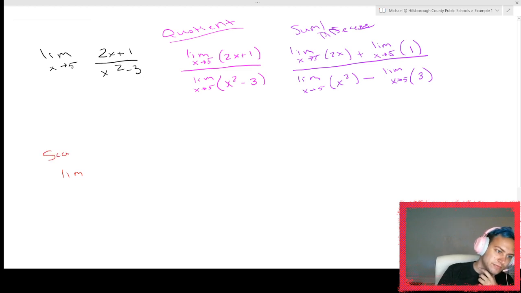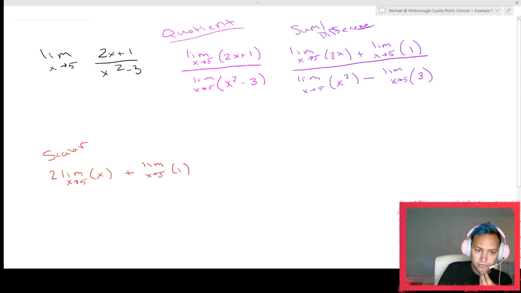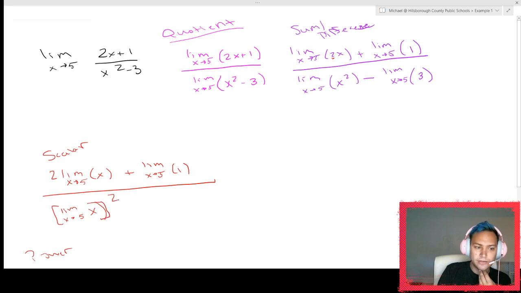Because there's a constant in front of this x, I can pull the constant in front of the limit. So we'd have 2 times the limit as x is approaching 5 of x, plus the limit as x is approaching 5 of 1. And on the bottom, we could use the power rule, which says that I can just take this power and move it outside. So I can say the limit as x is approaching 5 of x, and then square it, minus the limit as x is approaching 5 of 3.